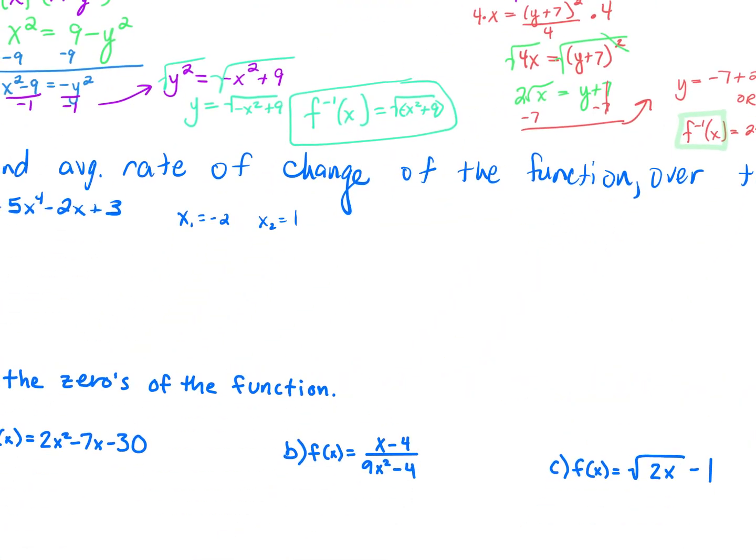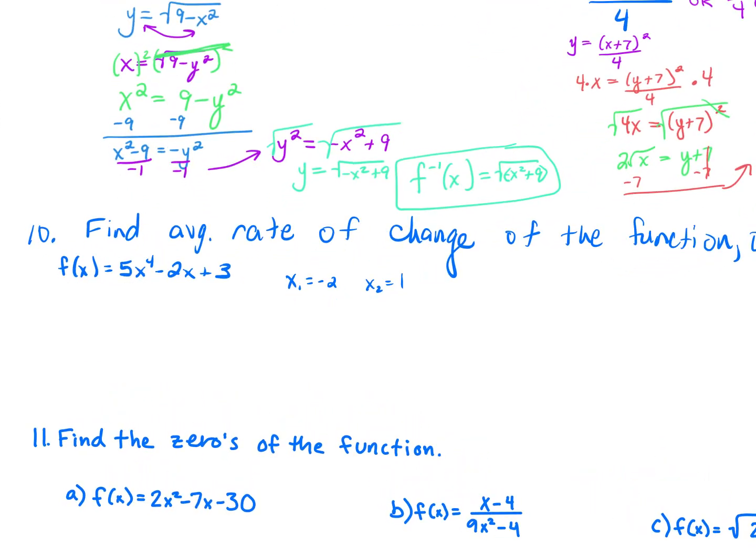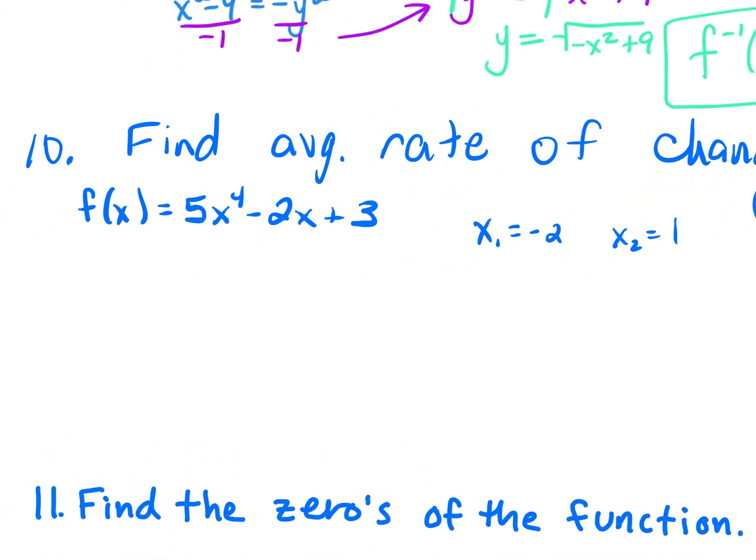All right, now we're talking about average rate of change, guys. Average rate of change is the change in y over the change in x. We usually refer to that as slope, but it's only called slope if it's a linear function. Other than that, we just call it the change in y over the change in x. So if you are given 2 x values, how would you find the y values? You're going to plug them in, absolutely.